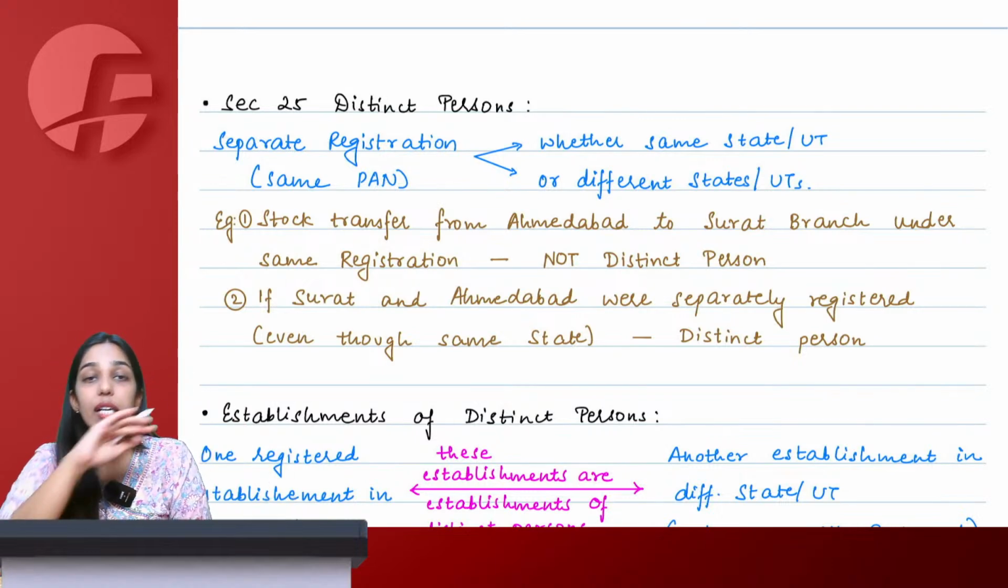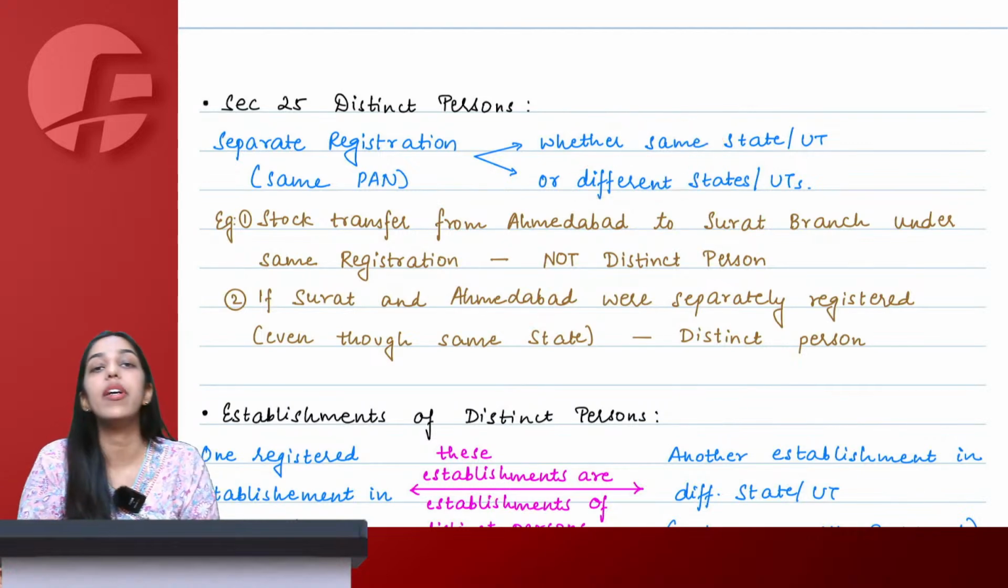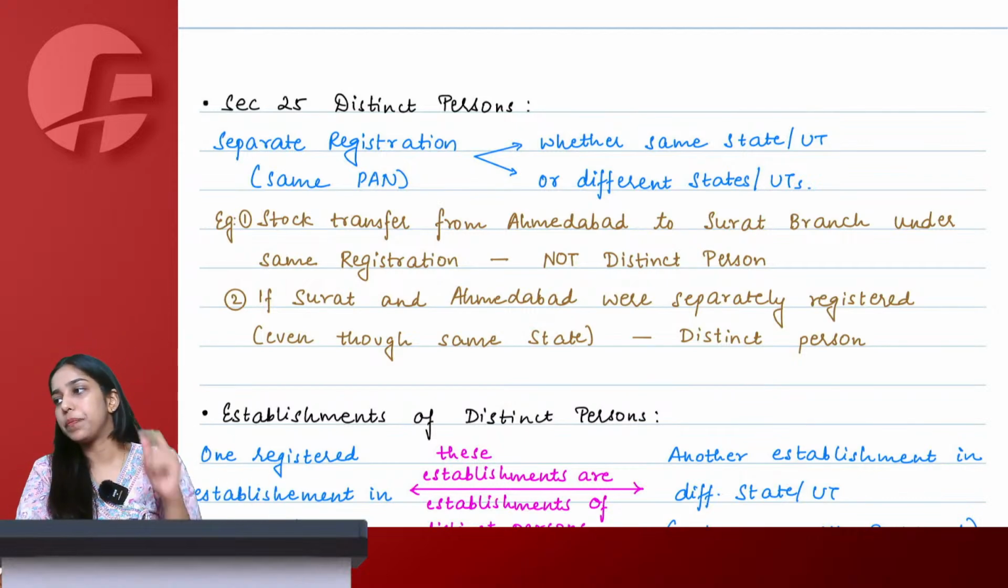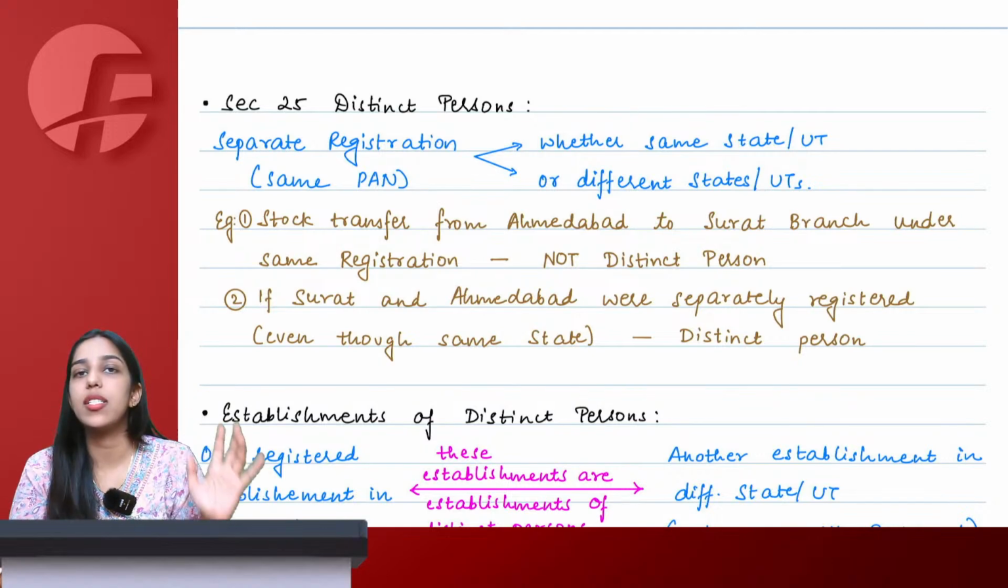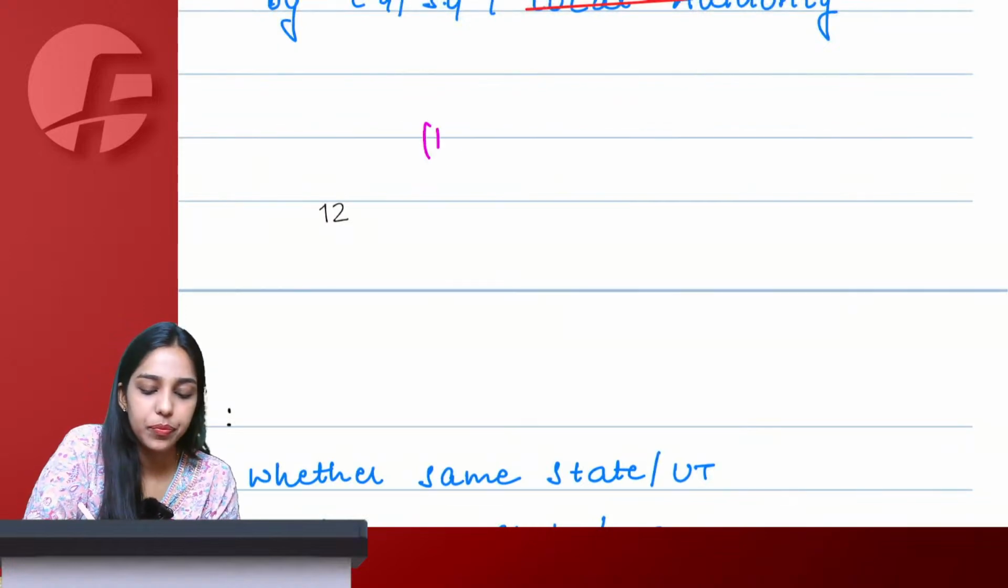Now it is irrelevant whether they are in the same state or in a different state. Everything is irrelevant. If there is the same PAN and separate registration, we consider them as distinct persons. So look quickly, I am asking you two questions.